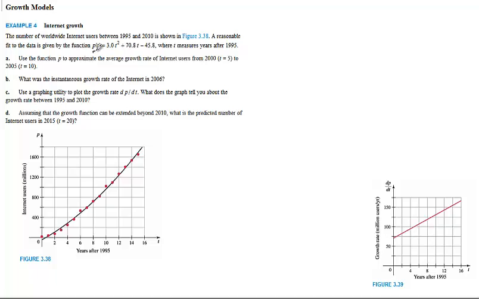We've been given the function of how this growth is occurring, and this growth happens to be internet users. The growth can be anything from population of bugs and people, bacteria. It can be something like carbon decay. The list goes on and on about the natural occurrences of how things grow or decay, and growth and decay are basically the same model. So we've been given a function that relates the number of internet users between 1995 and 2010.